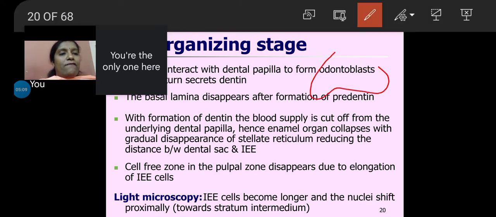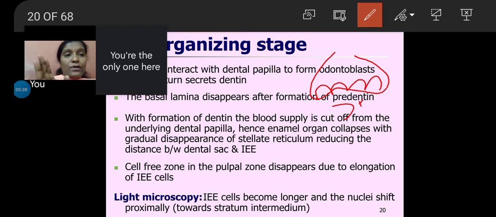So you have the enamel organ, you have inner enamel epithelial cells, right? And this is the dental papilla. So they act on the underlying dental papilla, and the dental papilla is made up of undifferentiated ectomesenchymal cells. So there is transformation of these undifferentiated ectomesenchymal cells into a committed cell known as an odontoblast. The function of the odontoblast is to secrete dentin.